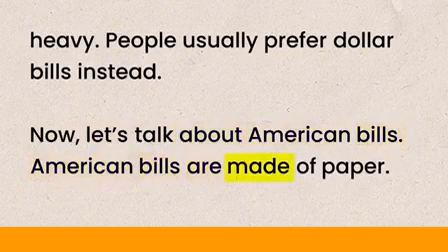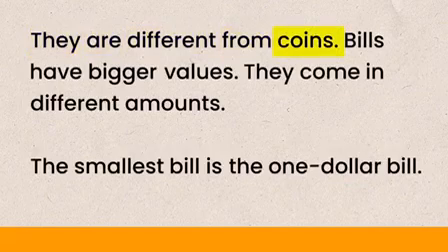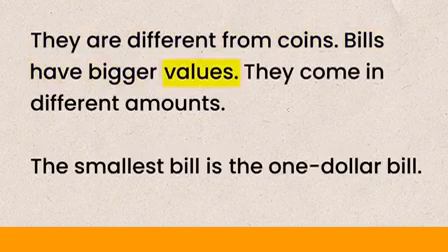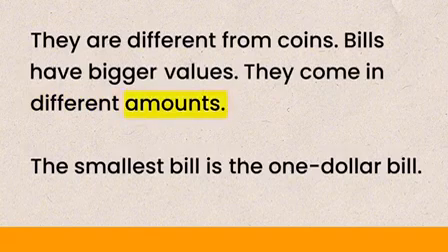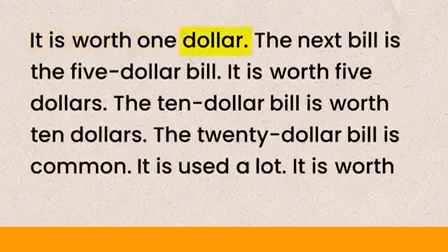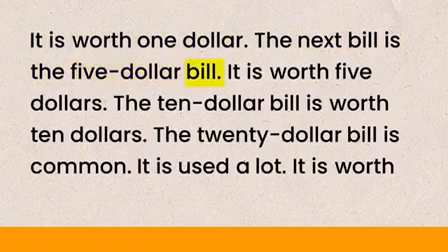American bills are made of paper. They are different from coins. Bills have bigger values. They come in different amounts. The smallest bill is the $1 bill. It is worth $1. The next bill is the $5 bill.